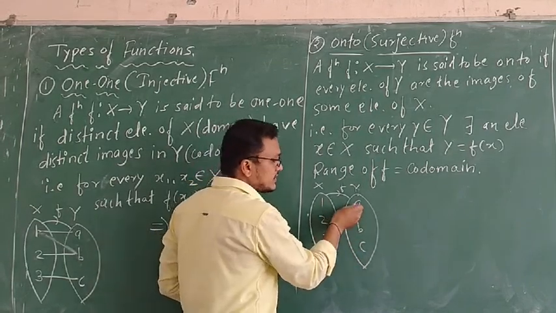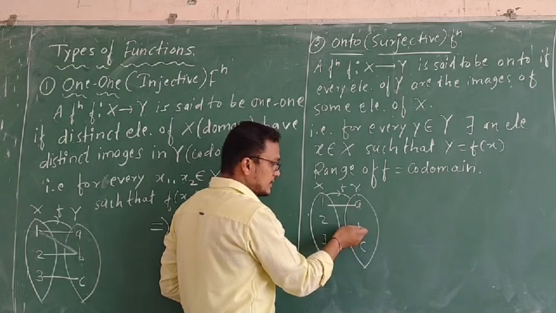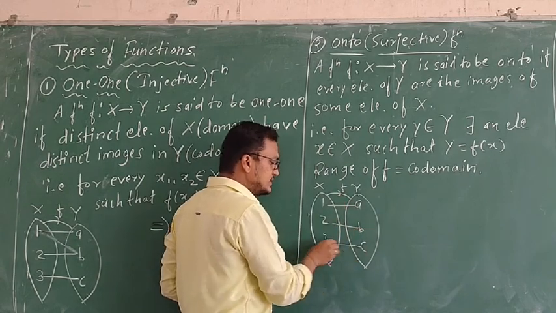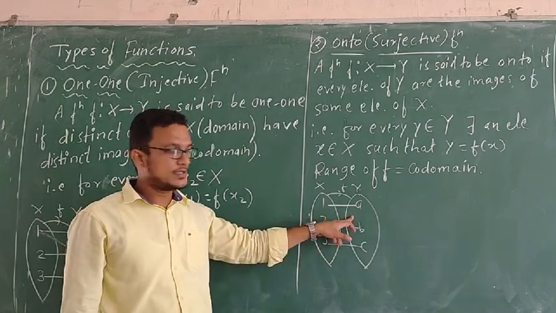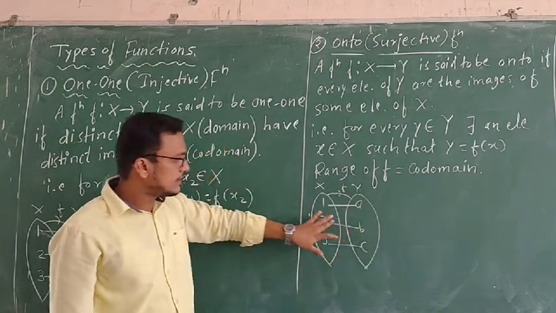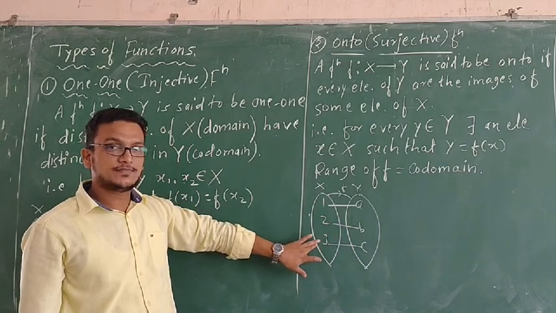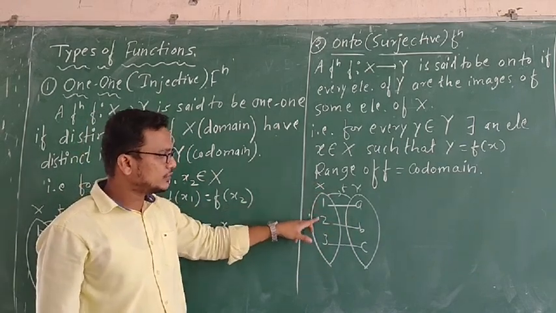Okay, so I may write, a is the image of 1, b is the image of 2, c is the image of 3. Okay, so therefore it is the onto function. See here, every element of y are the images of the elements 1 2 3.